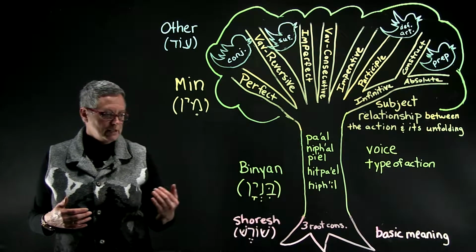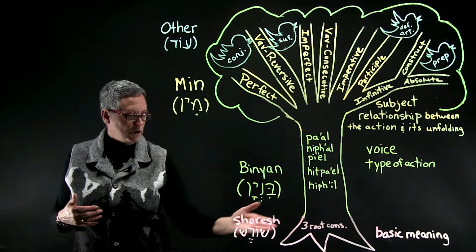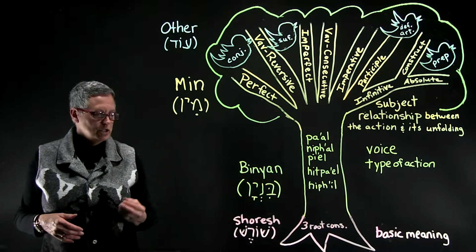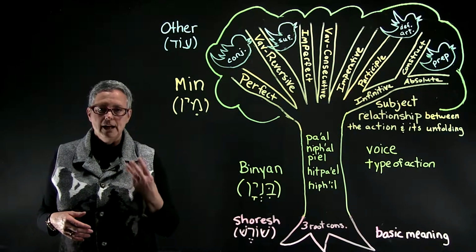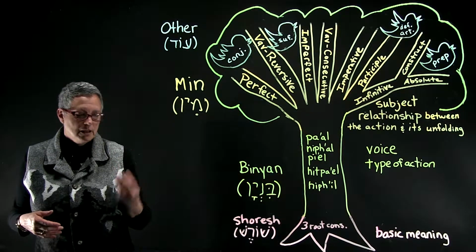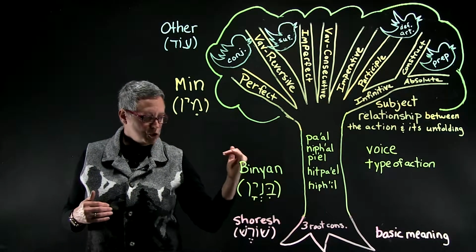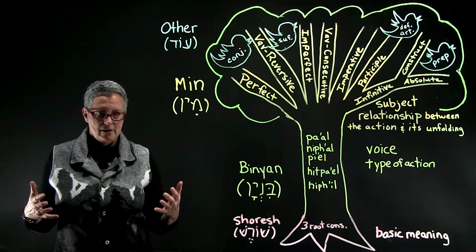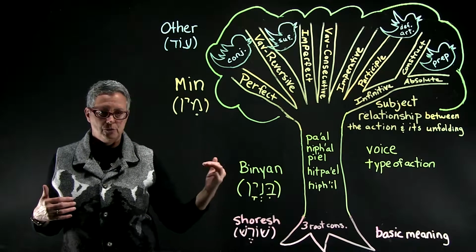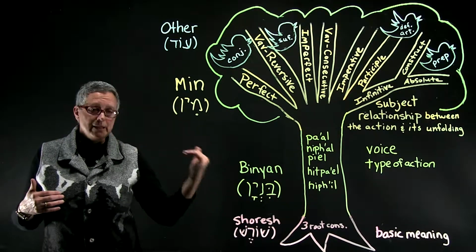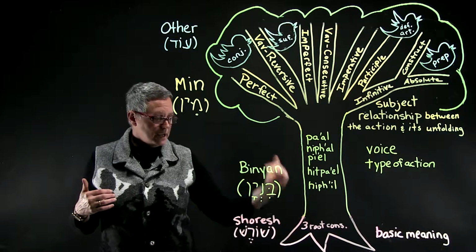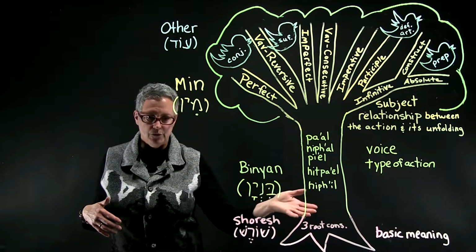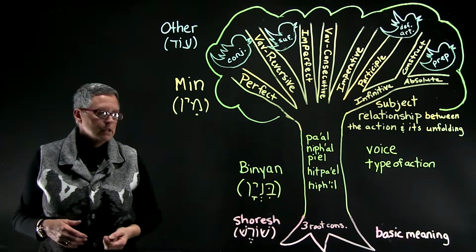The first component is the shoresh, or the root, represented by the root of the tree. And as you know, the shoresh is composed of 3 Hebrew consonants. The shoresh is not actually a word. It doesn't have any vocal patterns. It only contains the 3 consonants. But the meaning is carried in the shoresh. The basic meaning of the word is carried in these 3 root consonants.